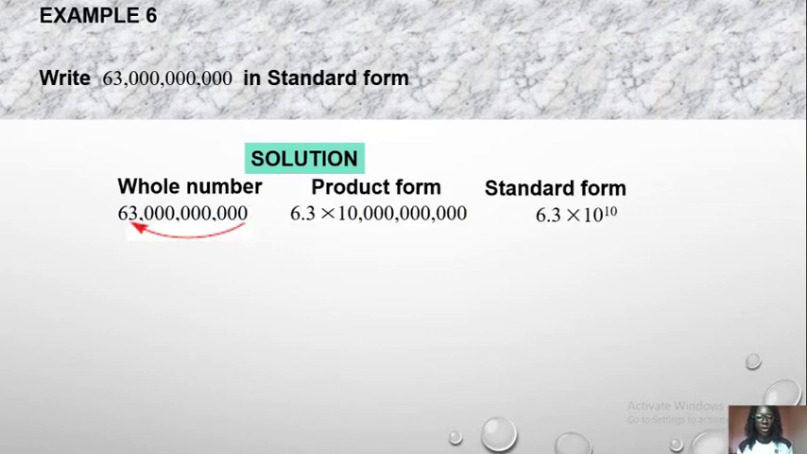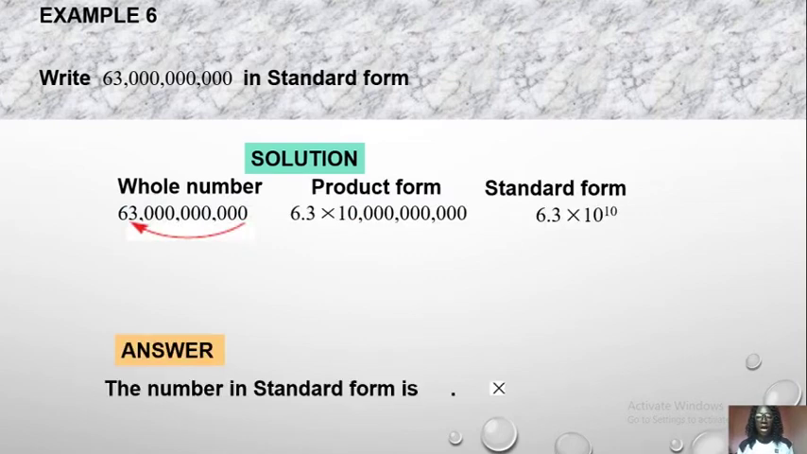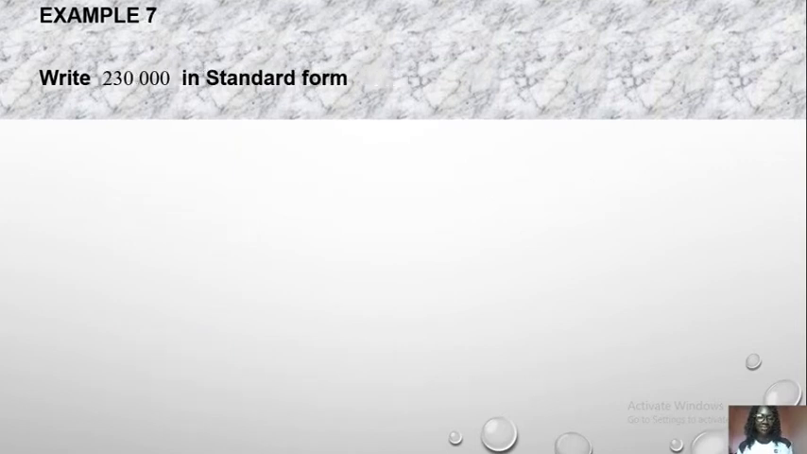So this is the whole number, this is the product form, and we have 6.3 times 10 to the power of 10. Okay, let's see one more example. We have here 230 thousand. So try to pause this video again and go and solve it, and you see my answer next.